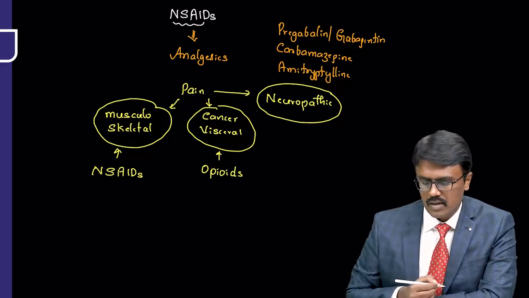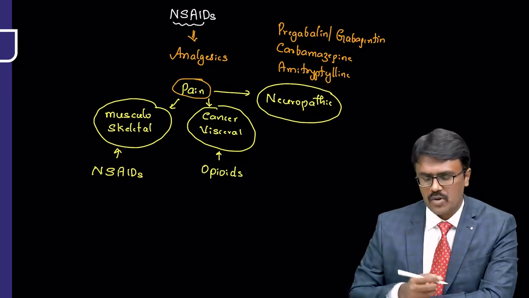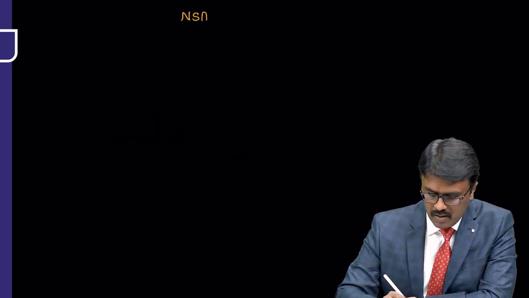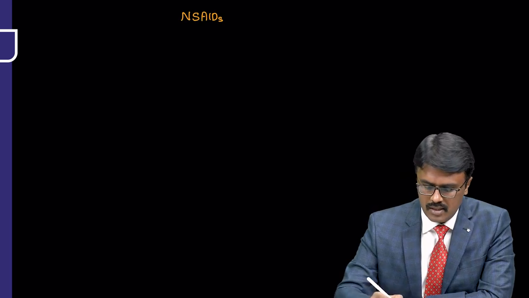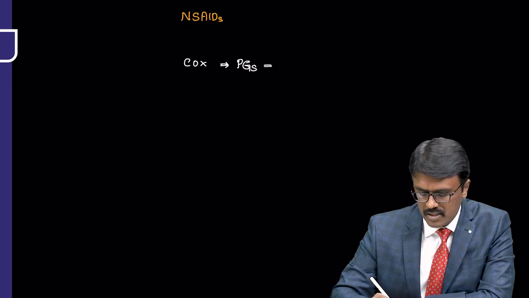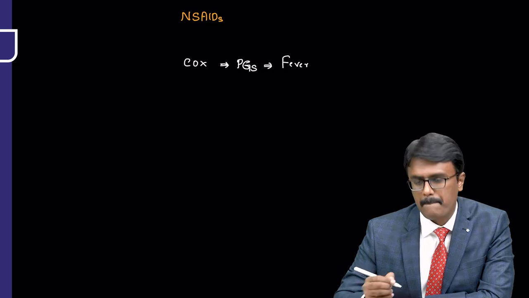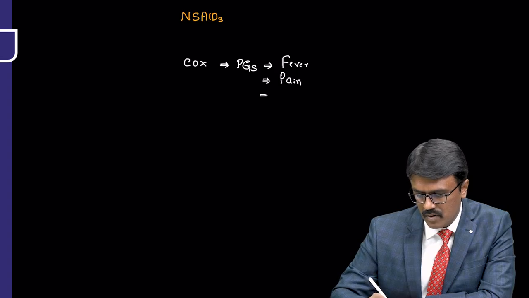So these are the drugs used in different pain, but what we are concerned with now is to manage musculoskeletal pain. So let us start our topic with that introduction, the NSAIDs, non-steroidal anti-inflammatory drugs. Now, what is their mechanism of action? How do they work? To understand that, you need to understand there are enzymes called COX. COX stands for cyclooxygenase, and COX gives rise to prostaglandins. Prostaglandins are responsible for causing fever, pain, and inflammation.